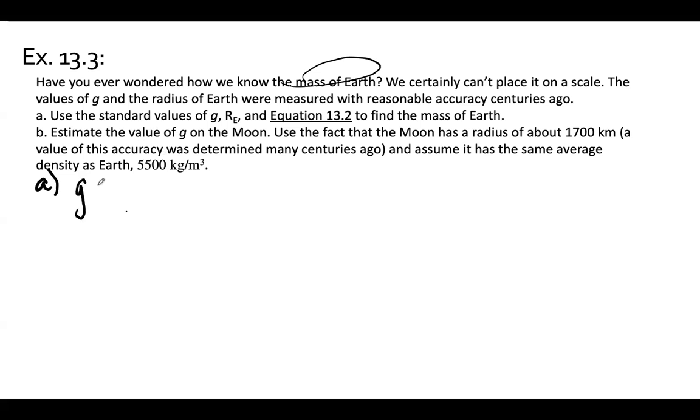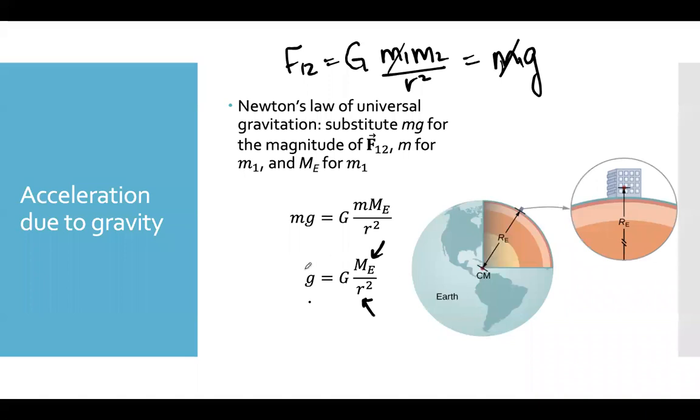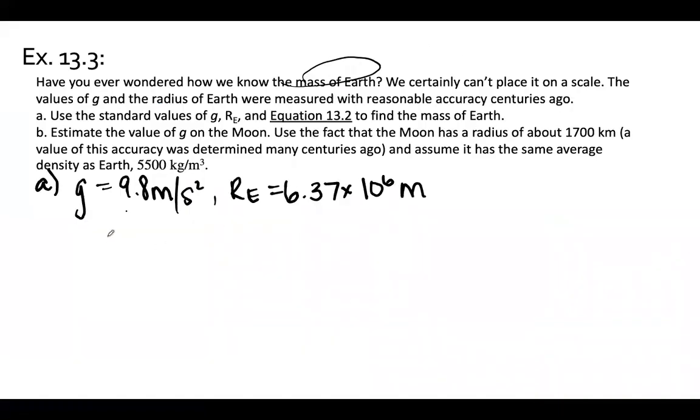So little g, of course, is 9.8 meters per second squared. I'm just going to round it off like that. R sub E, I looked up because I don't have that memorized. The radius of Earth is 6.37 times 10 to the 6 meters. Again, we're trying to find the mass of Earth, so let's go back and use this equation here. We have g is equal to big G times the mass of the Earth divided by the radius of the Earth, in this case, squared.